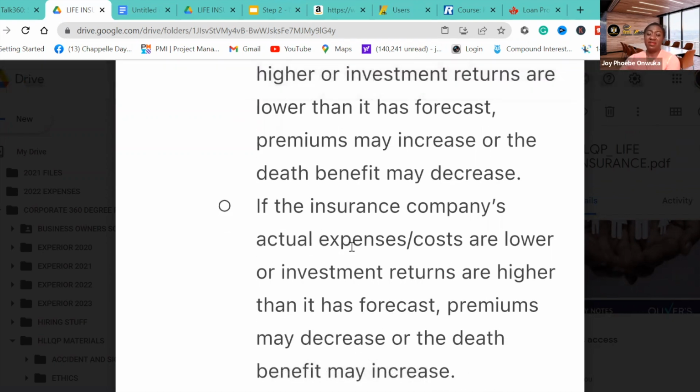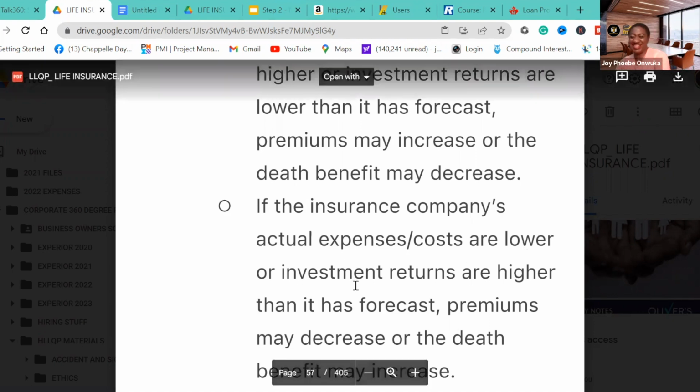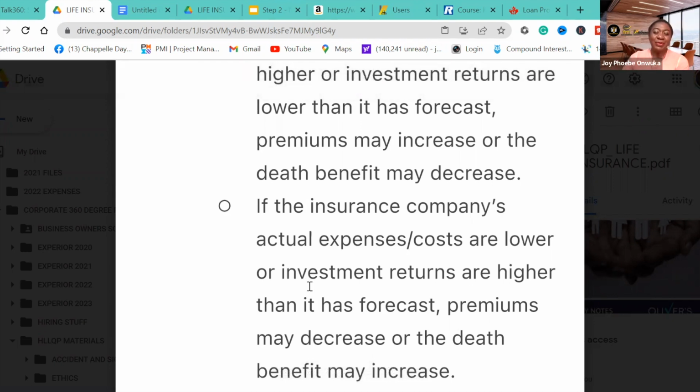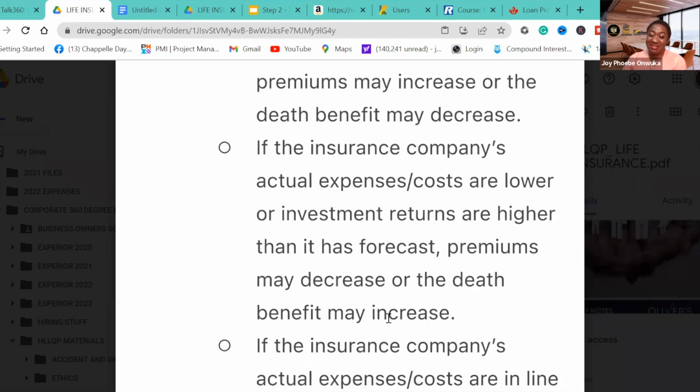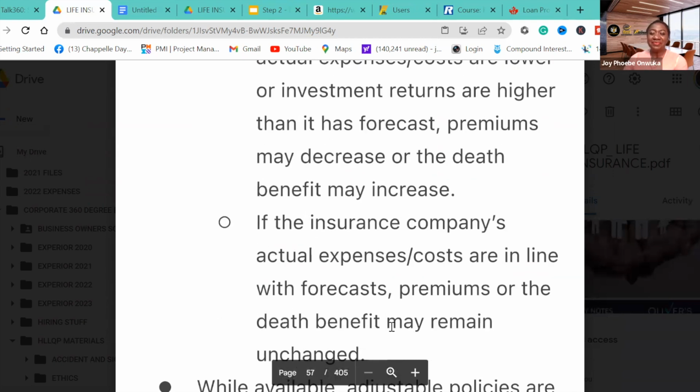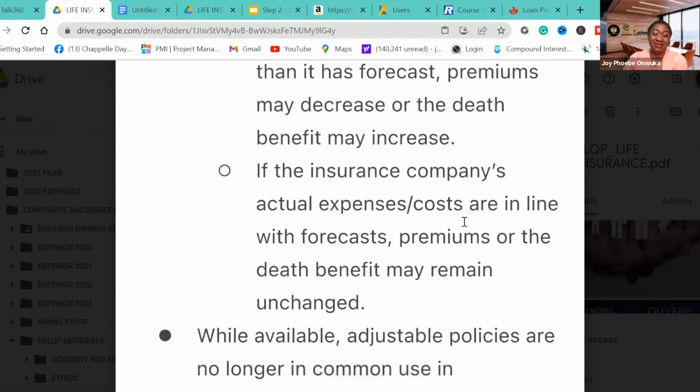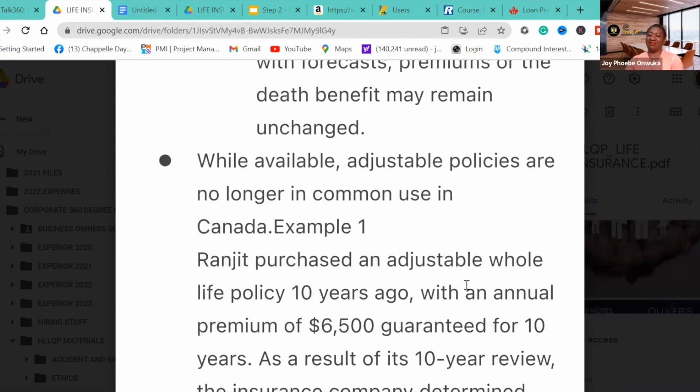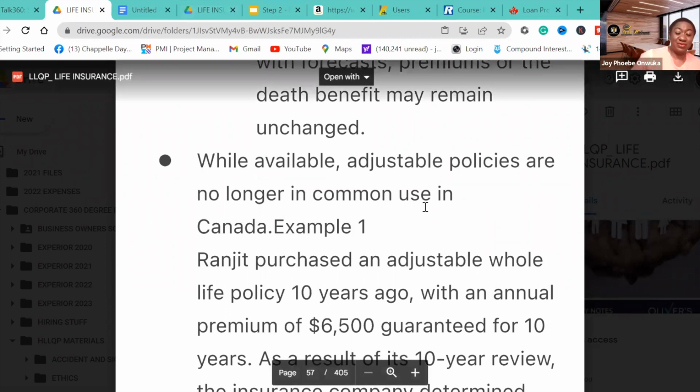And if the insurance company's actual expenses and costs are lower, or investment returns are higher than it has forecasted, the premiums may decrease or the death benefit may increase. If the insurance company's actual expenses or costs are in line with the forecast, premiums or death benefit may remain unchanged. Interesting. So while available, adjustable policies are no longer in common use in Canada. Yes, and look, I haven't sold one myself.